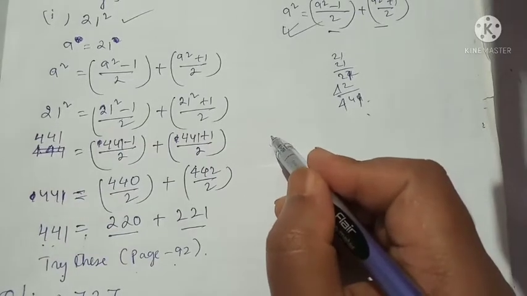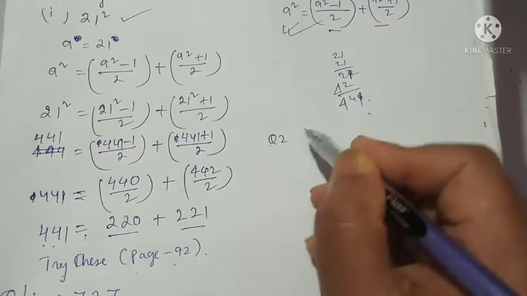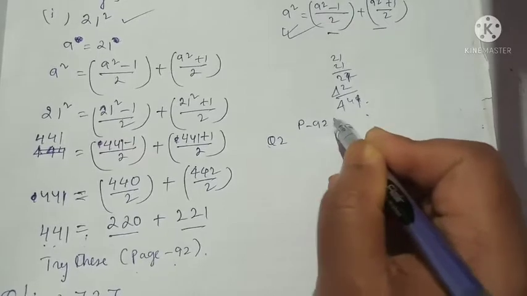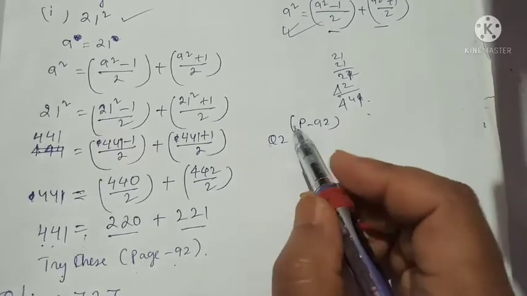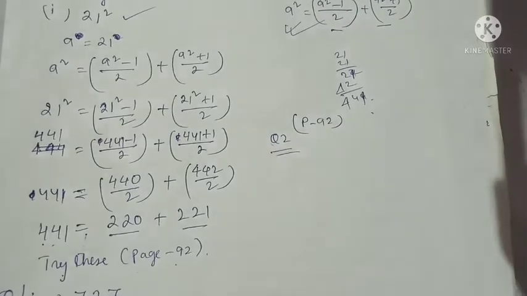Try this question number 2. This is page number 92. Okay, question number 2. What does the question say? What will be the number of zeros in the square of the following numbers?